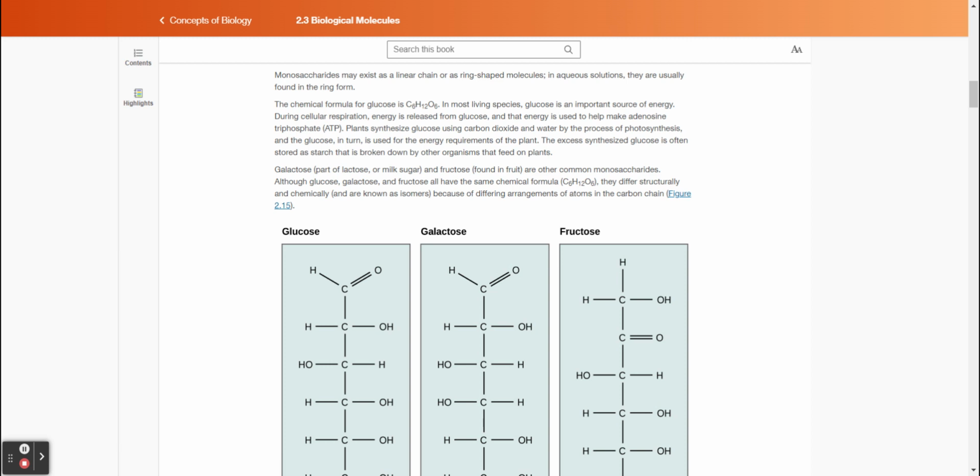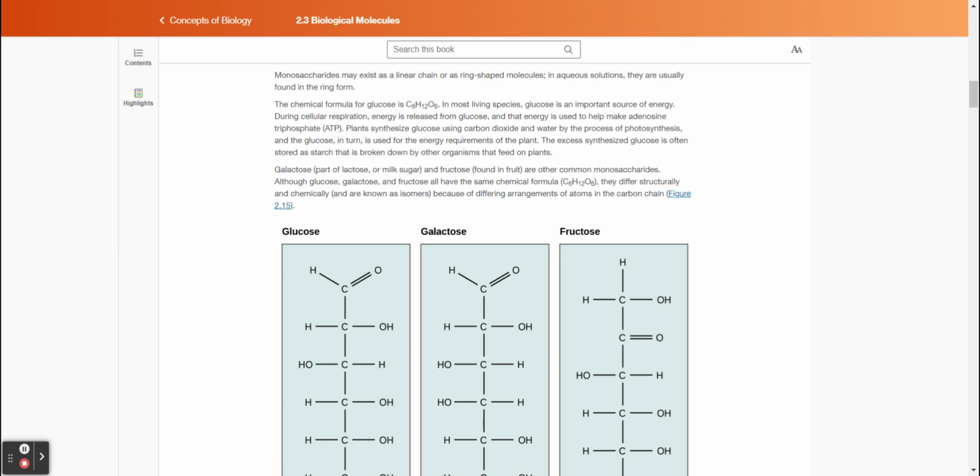The chemical formula for glucose is C6H12O6. In most living species, glucose is an important source of energy. During cellular respiration, energy is released from glucose, and that energy is used to help make adenosine triphosphate, ATP. Plants synthesize glucose using carbon dioxide and water by the process of photosynthesis, and the glucose, in turn, is used for the energy requirements of the plant. The excess synthesized glucose is often stored as starch that is broken down by other organisms that feed on plants.